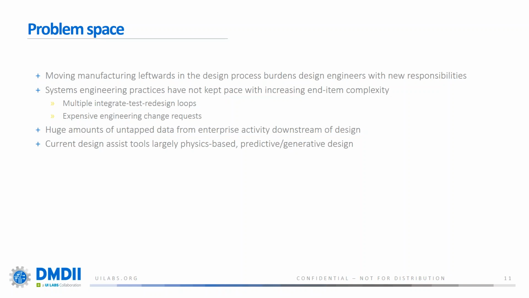And finally, there are a number of design assist tools in the space of AI and machine learning, but the current state is that most of those focus in the realm of physics-based predictive and generative design. For example, if you're designing a wing of an aircraft, you can identify the different load points and set your material properties, and it will generate an organic shape for you that you could, for example, 3D print out of metal. But while those work in the realm of physics-based and predictive design algorithms, this project seeks to leverage historical data. So data, as I mentioned, from enterprise activity downstream from the past and the present.